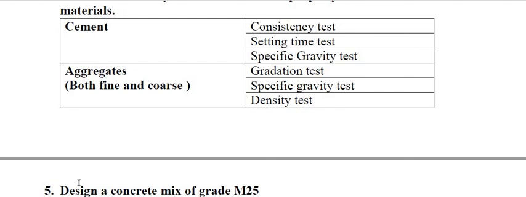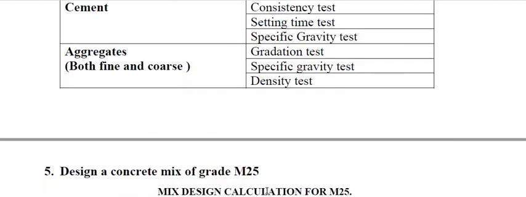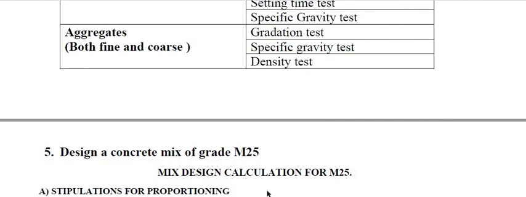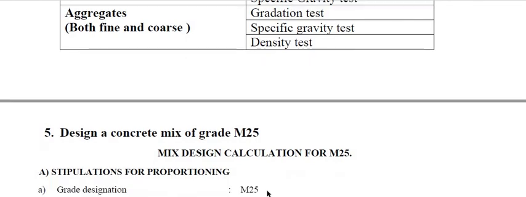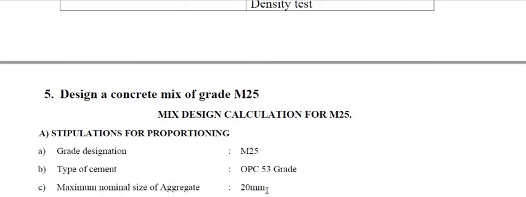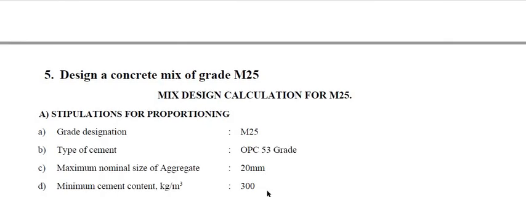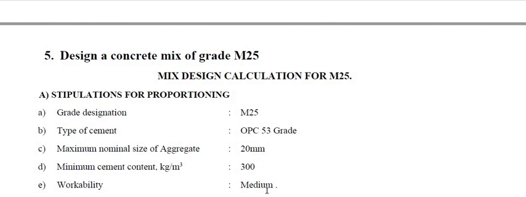The next question is: design a concrete mix of grade M25. I have taken an example to explain designing a concrete mix, so I decided to design an M25 grade of concrete. Some stipulations for proportioning I need are grade designation, type of cement, maximum nominal size of aggregate, and minimum size, and some more stipulations are there. So the grade designation is M25. Then type of cement, I take it as OPC 53 grade cement. Then maximum nominal size of aggregate.